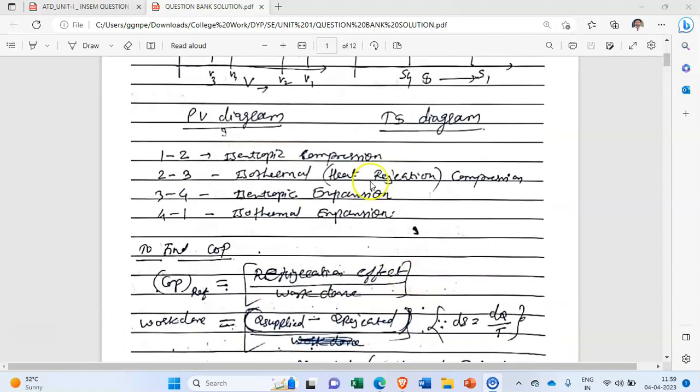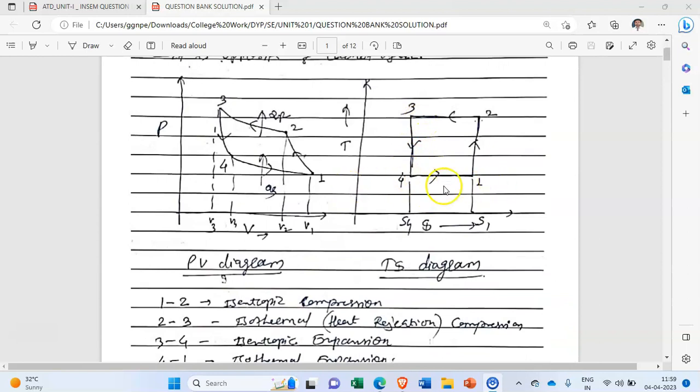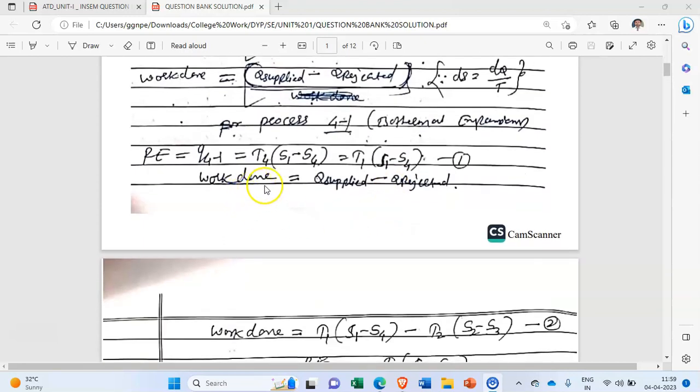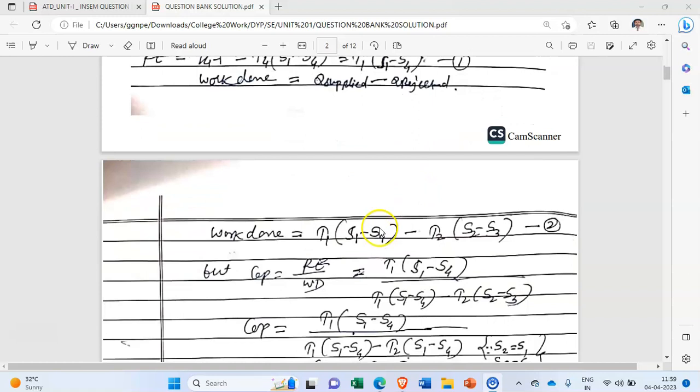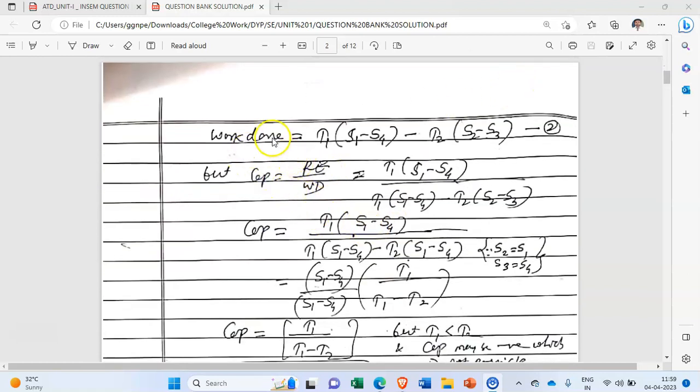So Q supplied, that is, during process 4 to 1, Q is absorbed, the heat is absorbed by the evaporator, and during the 2 to 3 process heat is rejected. So how to calculate this work done? That is Q supplied minus Q rejected. By using the same formula, we can calculate work done is equal to T1 in bracket S1 minus S4, minus T2 into S2 minus S3. Let us consider this is equation number 2.